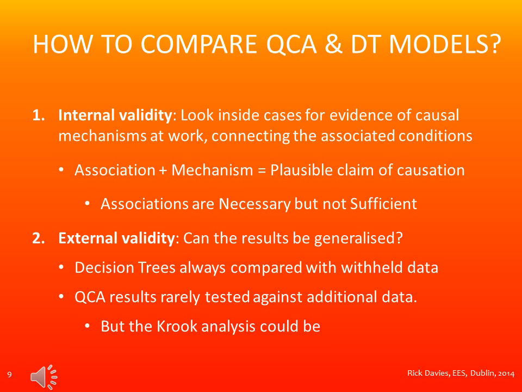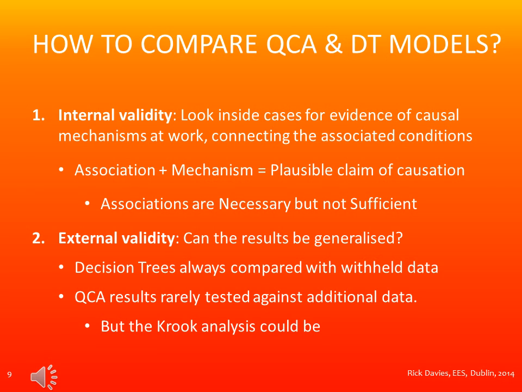I'm now going to talk about how we compare QCA and decision tree models. The first 2 methods should be familiar to you. We can look at the internal validity of the models and the external validity of the models. To look at the internal validity of the models, we need to look inside the individual cases for evidence that there are causal mechanisms at work which are connecting the conditions which we've found to be associated with a given outcome. The proposition here is that in order to have a plausible claim of association, we need both an association and a mechanism. In other words, associations are necessary but not sufficient.